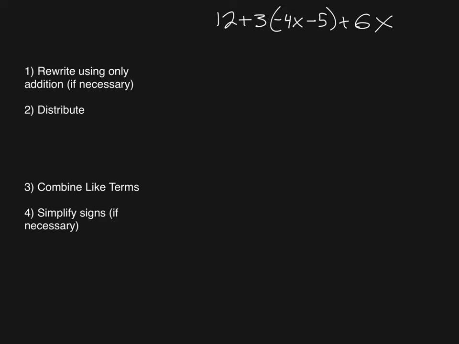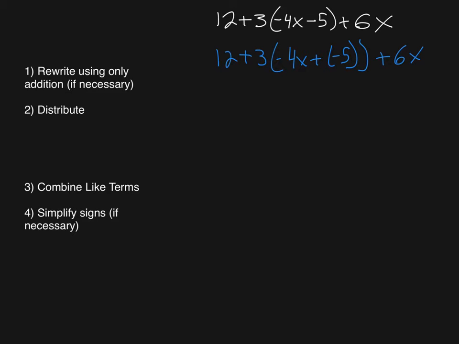All right, let's try another one. We're going to start with our same step. I'm looking up at my expression here, and I do see we have a subtraction sign right here where it says -4x minus 5. So I am going to want to rewrite this expression. I'm going to have 12 plus 3 times -4x plus -5 plus 6x. So I only changed this one subtraction sign. I changed it to an addition sign. I changed the 5 to -5.